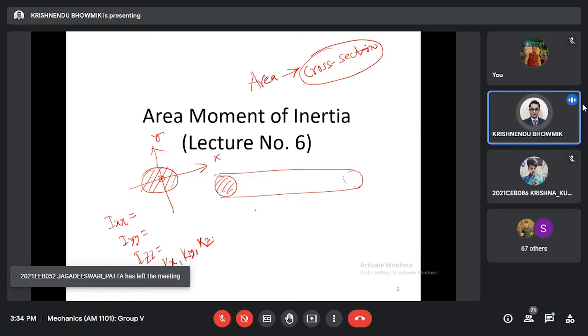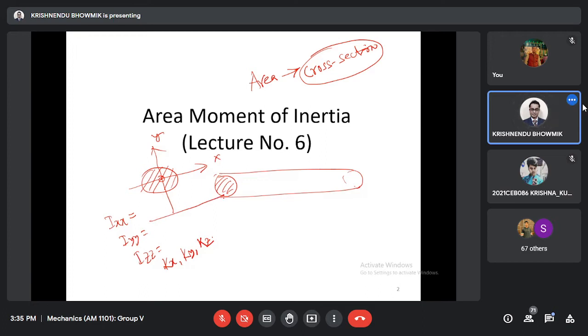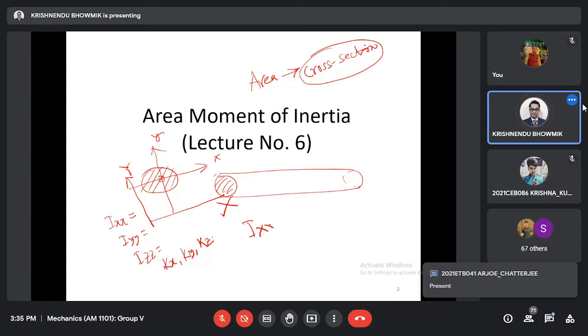kz. Then we are using some other axis, say capital X, capital Y, and we are using the parallel axis theorem for this. Say Ixx equal to I small xx plus area multiplied by distance, say d1 square, and so on.